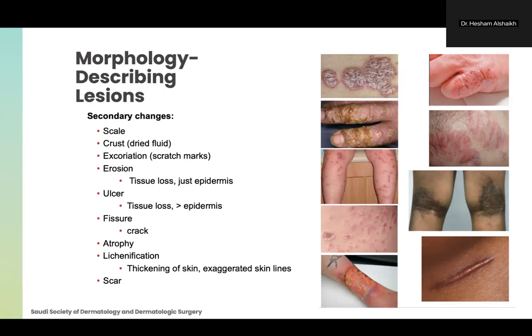And then the last thing is a scar. The photo being shown here is representative of a hypertrophic scar, but you can see scars in many different shapes and varieties: atrophic, hypertrophic, keloid, and many, many other kinds of scars.